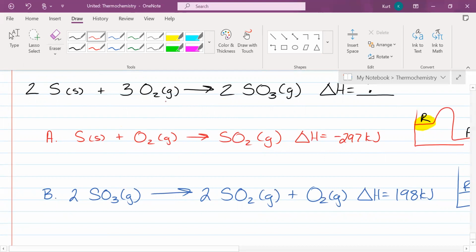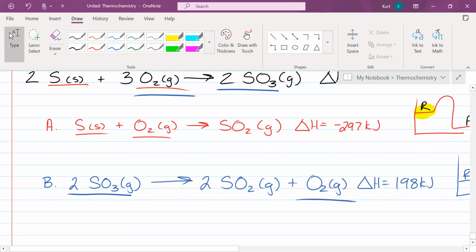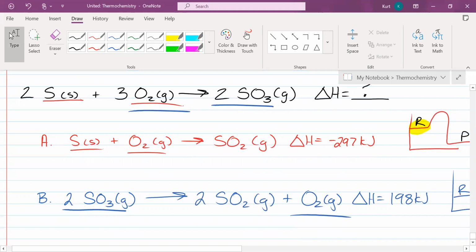Do they both have sulfur? All right, so there we go. Do they both have oxygen? Yes. Do they both have sulfur trioxide? No. All right, so that's where they're different. Let's take a look at the equation B. Let's do the same thing. Do they both have sulfur trioxide? Yeah, right here. Do they both have sulfur dioxide? No. Do they both have oxygen? Yeah, there they are. Okay, so what I noticed first on equation A, guys, is how many sulfurs are there in equation A?